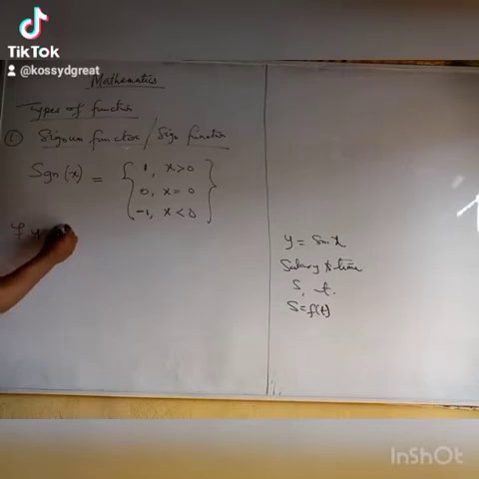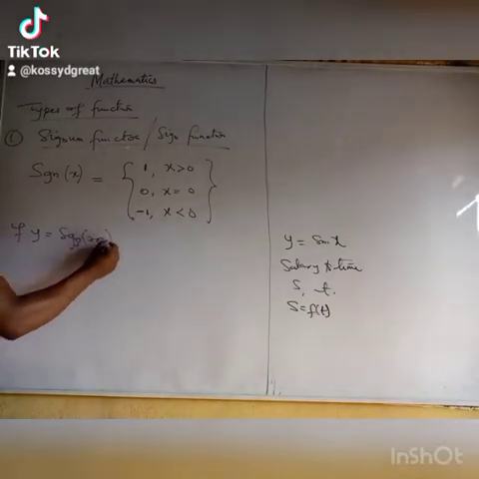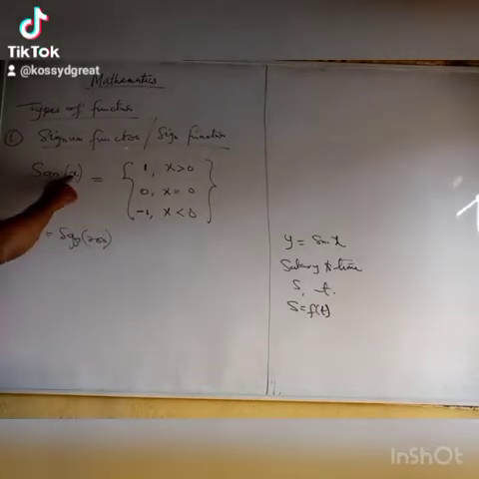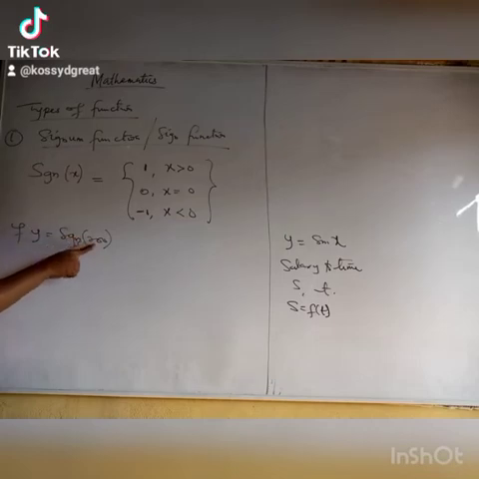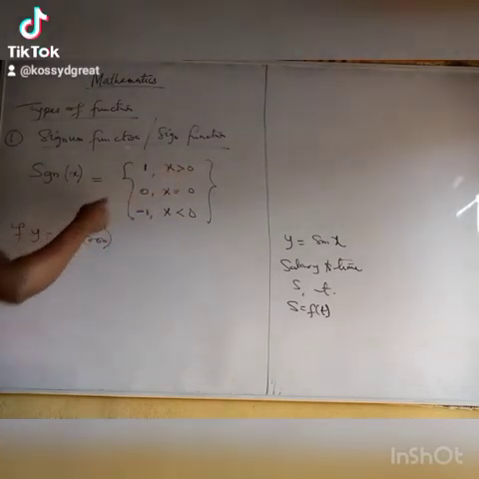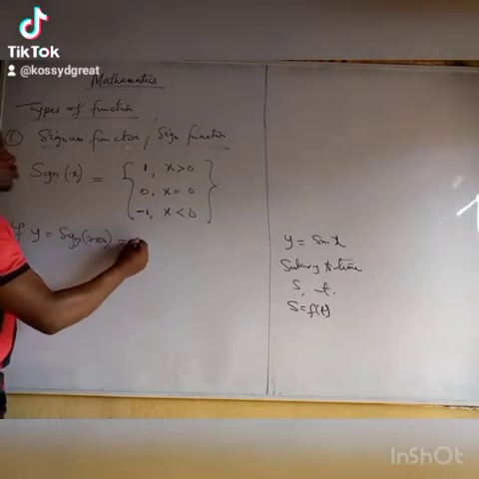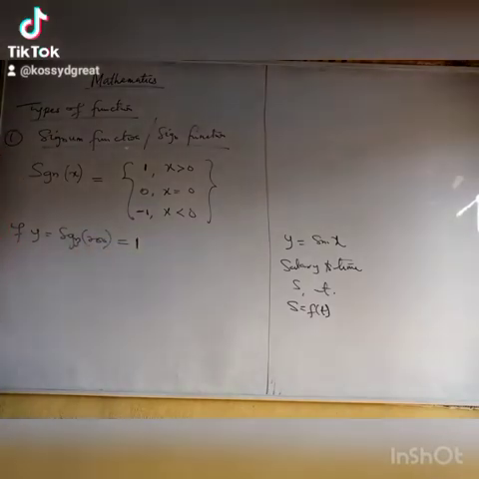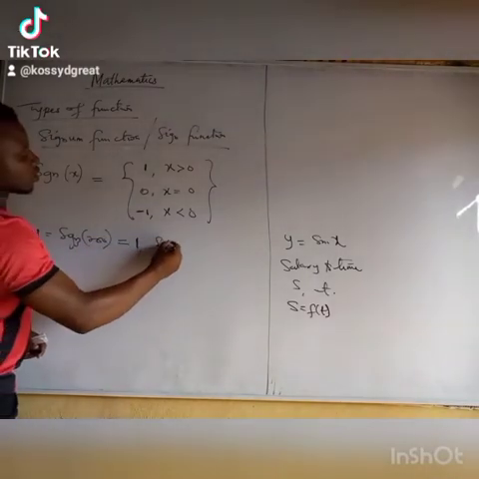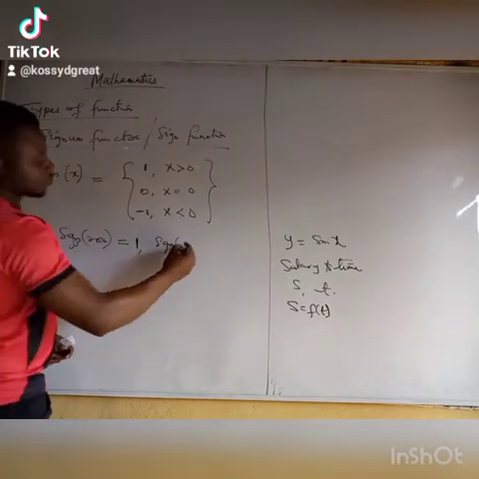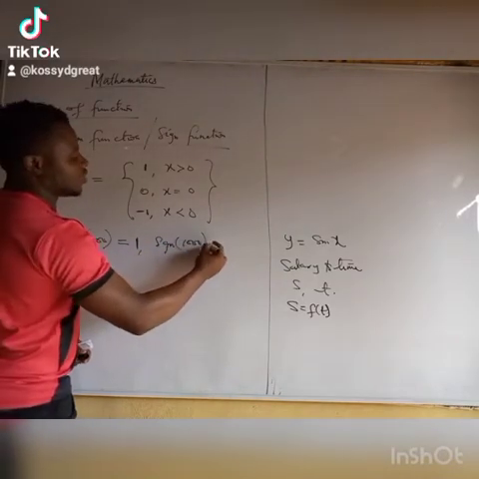If y is equal to sine of 200, because the value of x here is 200, and this 200 is bigger than 0. Your x, which is at this particular point, is bigger than 0. So the sine function returns 1. So in this case, sine function of 1000 is equal to 1.